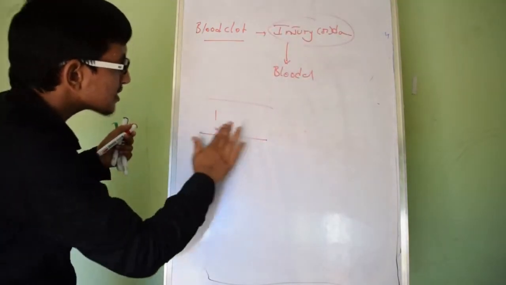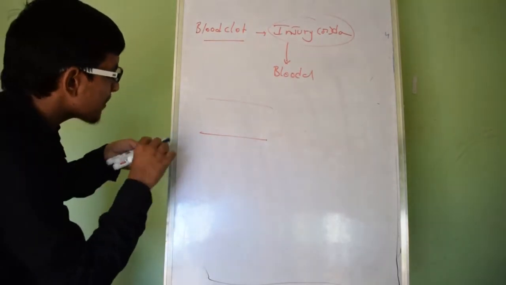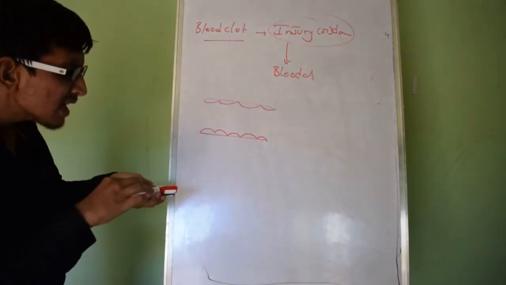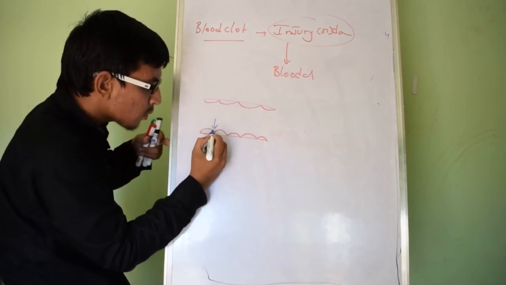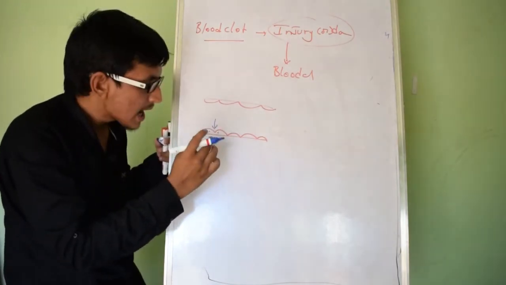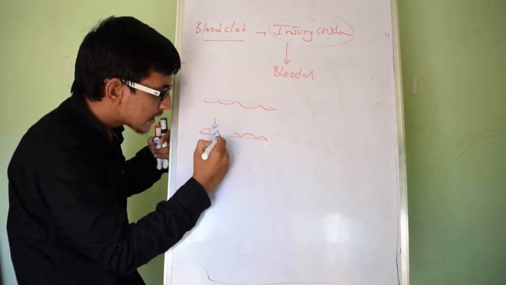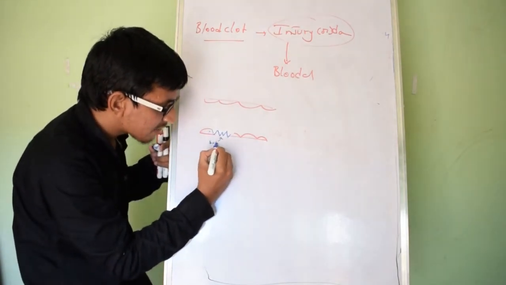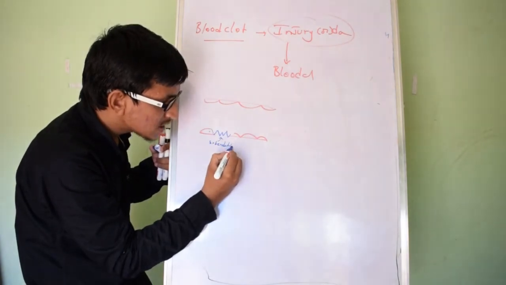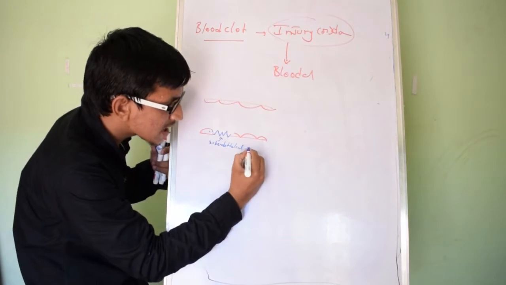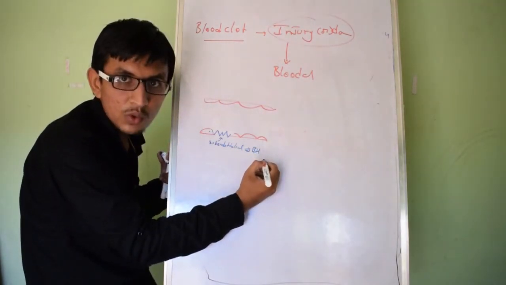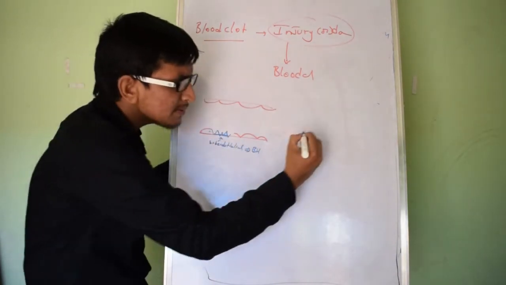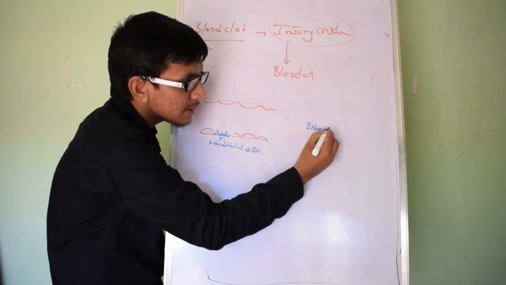Let's do that. So this is my medium sized blood vessel, and here I have the endothelial cells covering the blood vessel. Whenever I apply an injury to these endothelial cells, they get damaged. And whenever these endothelial cells get damaged, they expose the subendothelial surface, that is nothing but the basement membrane. As you all know, the basement membrane is made of collagen.